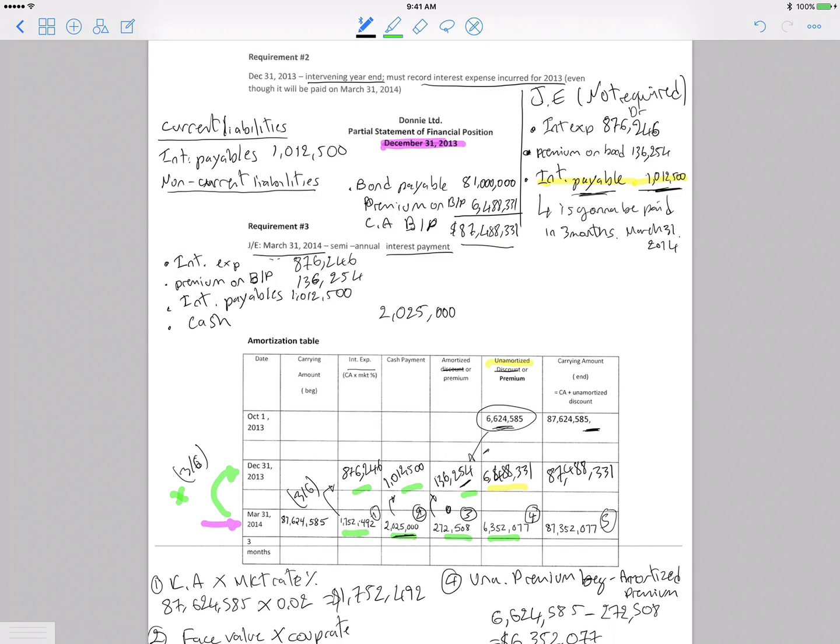And then to calculate the numbers for March 31st, 2014, we had to record 3 months of interest expense incurred from January 1st, 2014 to March 31st, 2014, and then we also had to amortize the premium with that. Also, we had to make the first cash payment. So this is the amount of the cash payment.